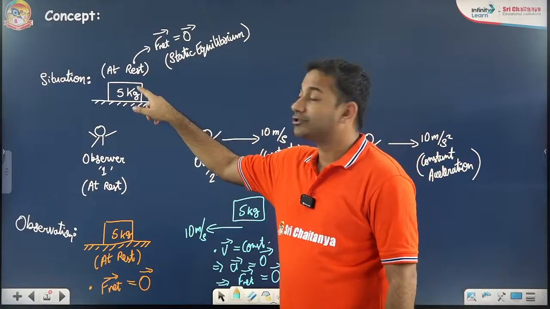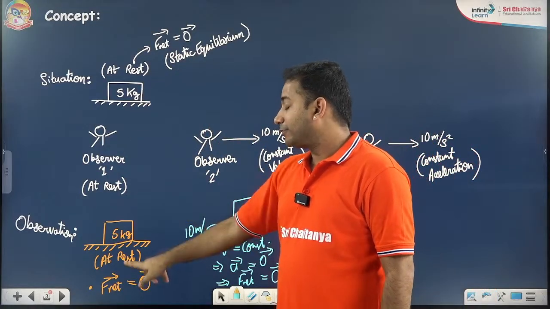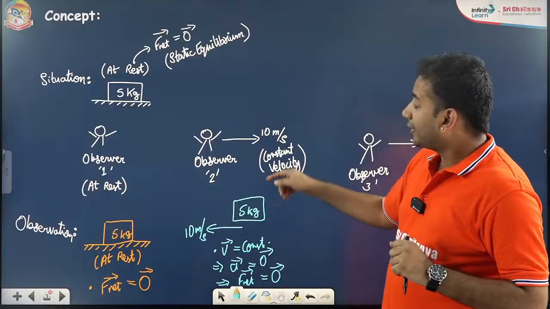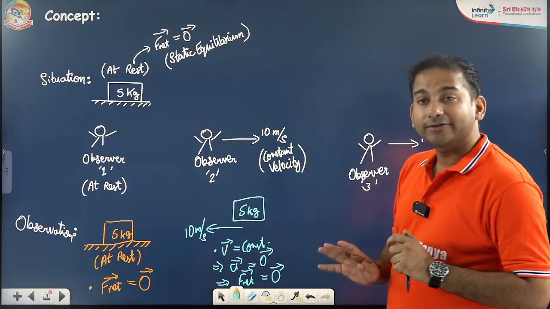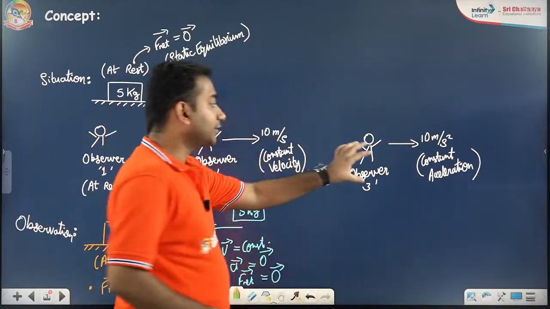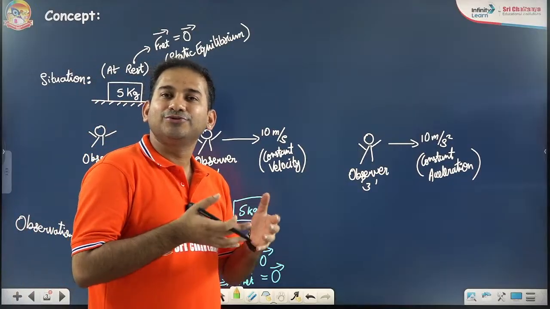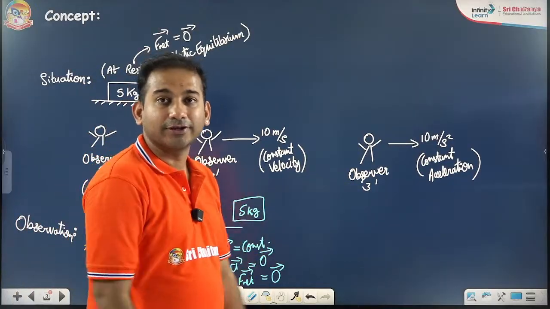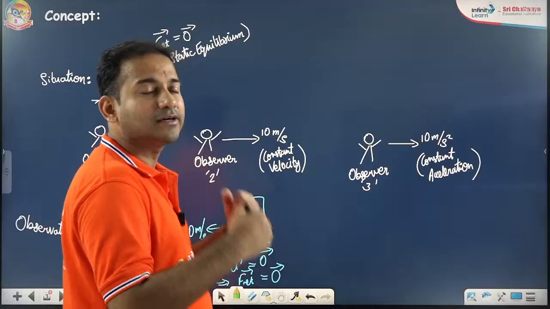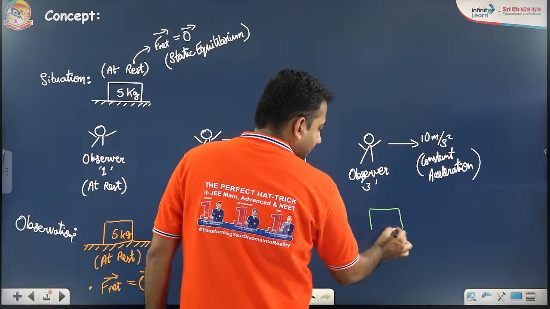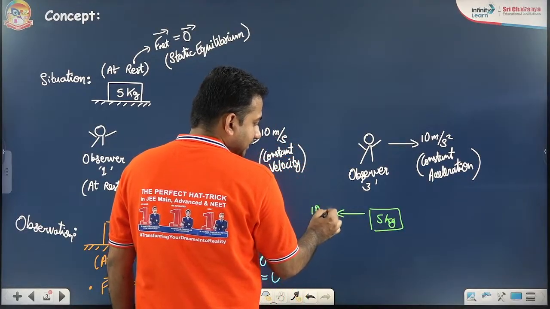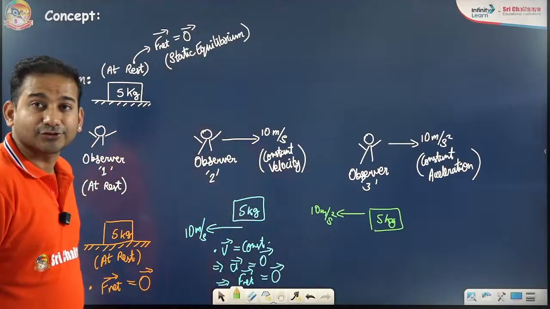In the actual situation also there was no force, and observer 1 directly observed the actual situation: there is no force. Here according to observer 2 also there is no force acting on this 5 kg. But if you are observer 3, and you yourself are accelerated in the forward direction, then the rest of the world will appear to be accelerated in the backward direction, which means this 5 kg block is moving with 10 meter per second square.